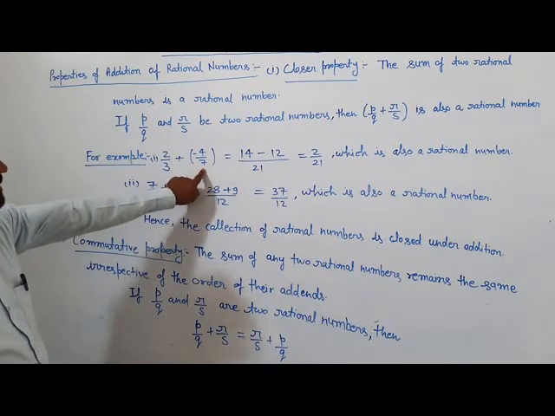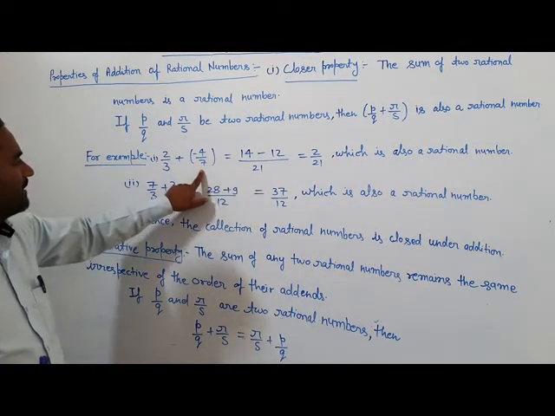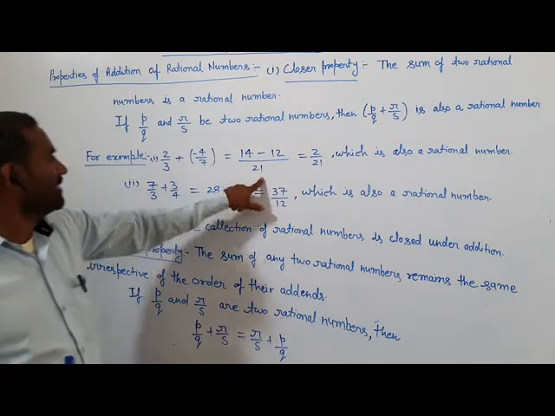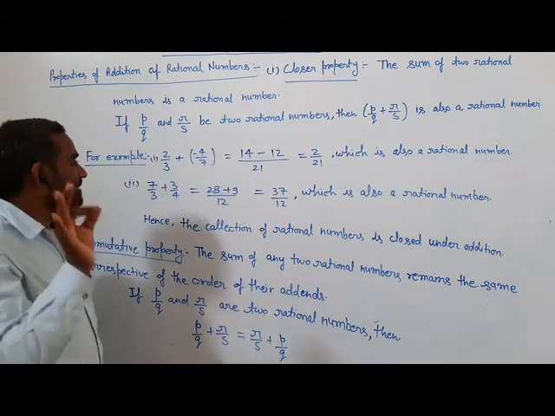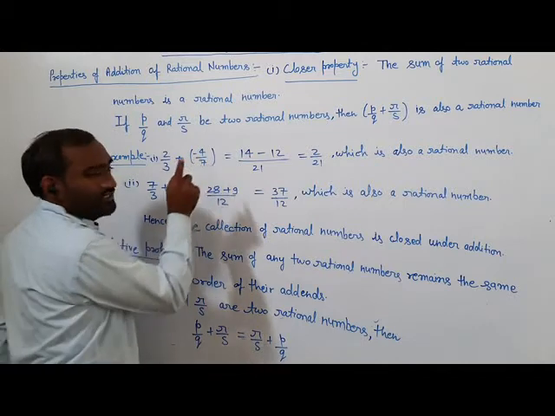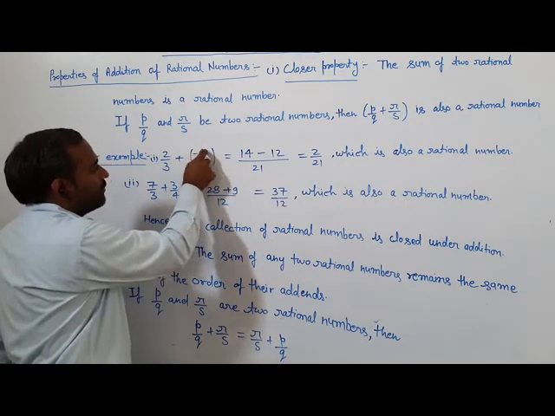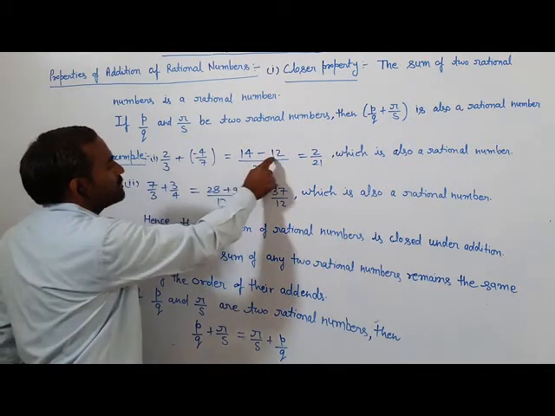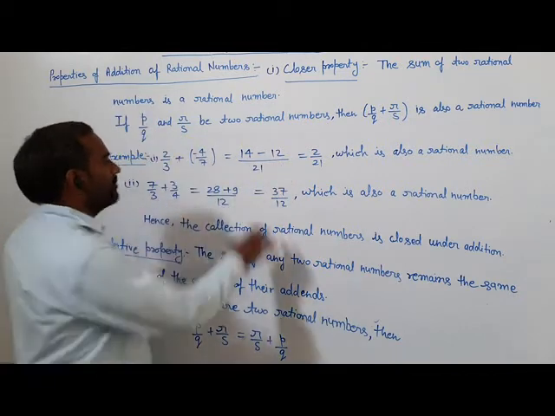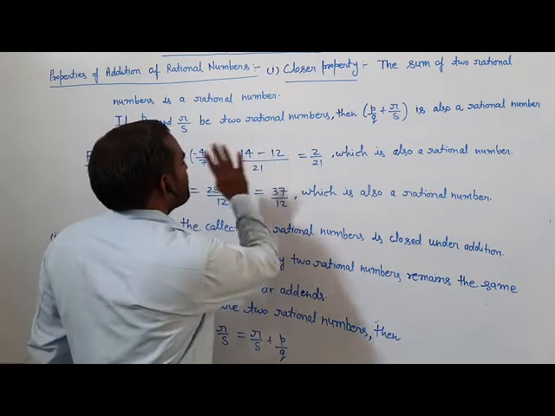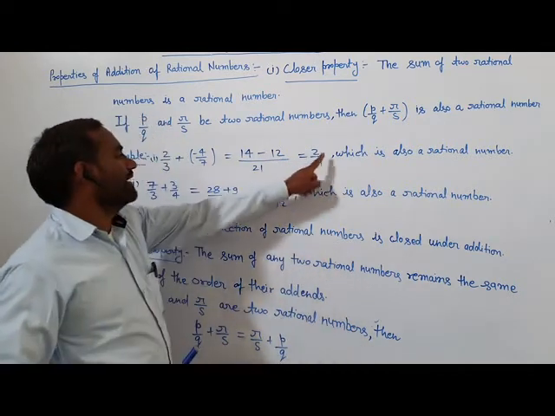And divide 21 by 7. 7 3s are 21. Now we get answer 3. We have to multiply 3 into minus 4. 3 4s are 12, so minus 12. So here 14 minus 12, we get the answer 2 by 21.